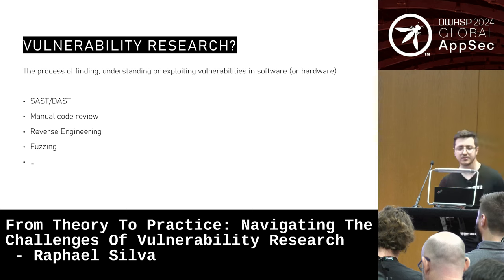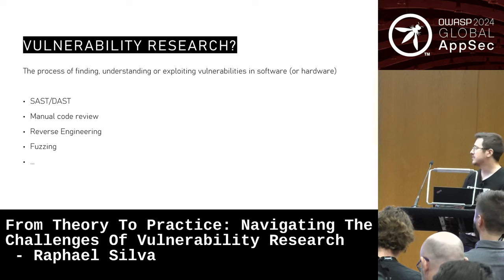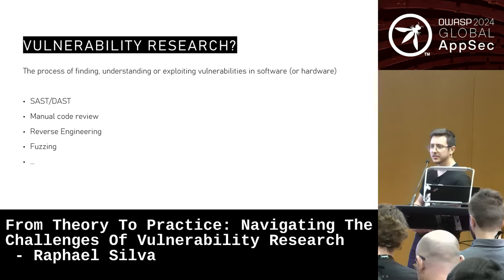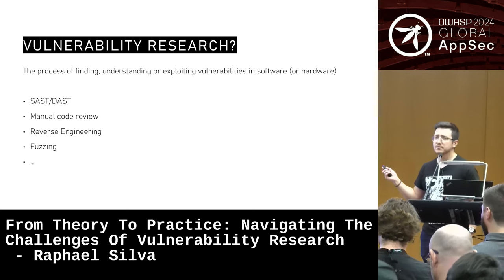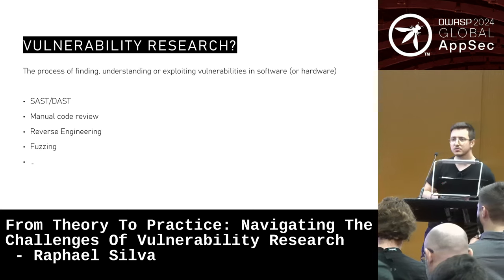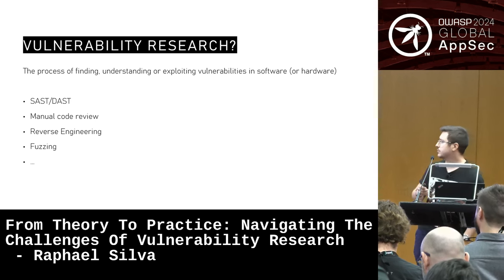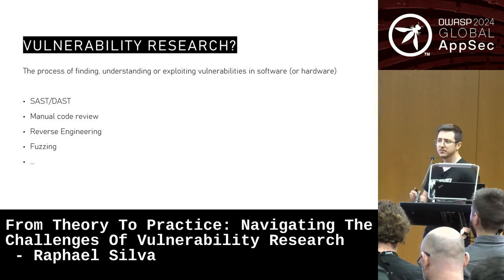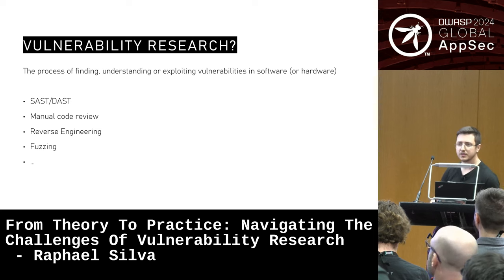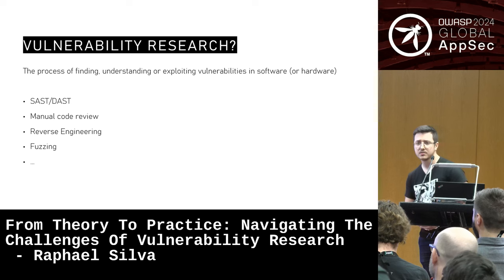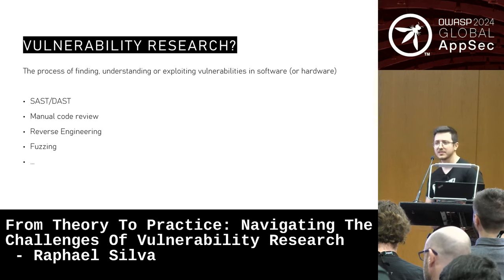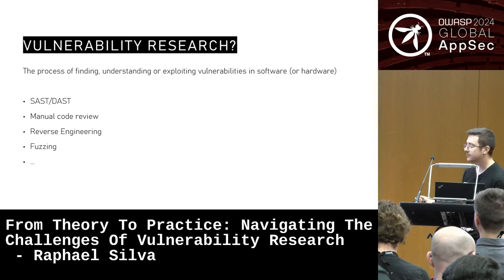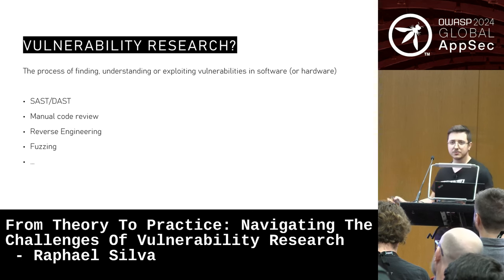Okay, what is vulnerability research? I won't get too much into the definition. I think most people can gather what it is just by the name, but it's nothing more than the process of finding, understanding, or exploiting vulnerabilities in software or hardware. And a lot of people like to do it in different ways. Some people like using tools to help them, for example, SAST and DAST. Some people just like doing manual code reviews, so a lot of people focus on open source projects or bug bounty programs where they provide you some source code. Some people like doing reverse engineering, maybe binaries, maybe mobile applications. Some people just like fuzzing everything, setting up 20 different fuzzers, letting them run for a week, and seeing if they find something. Point is, you have 1,000 different ways to do vulnerability research. Just pick your poison. You're going to be at it for a long time.